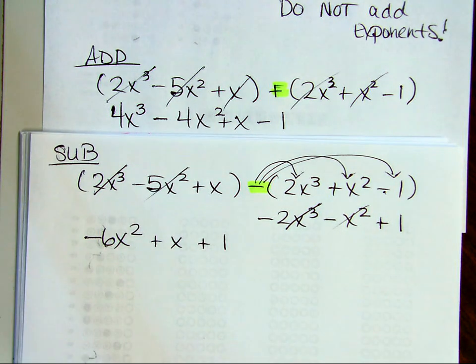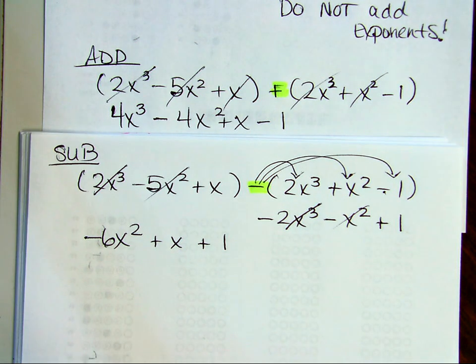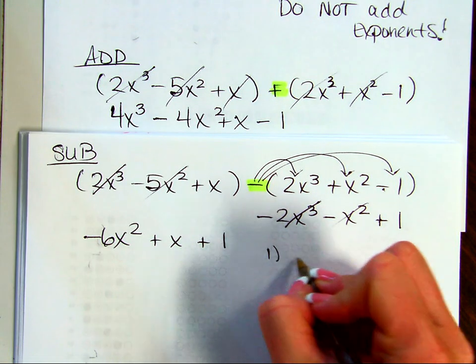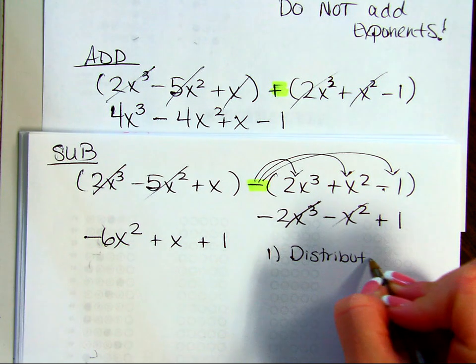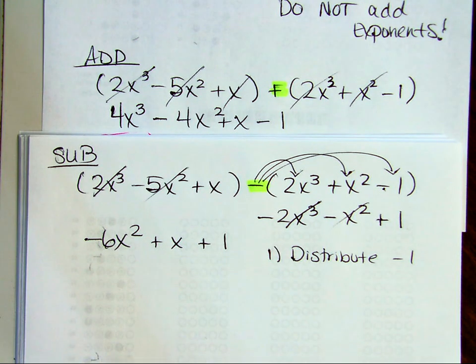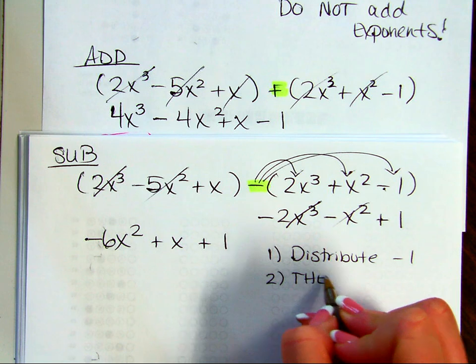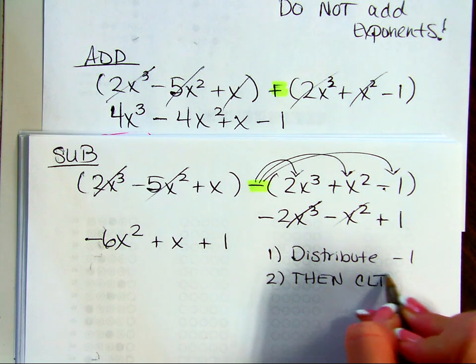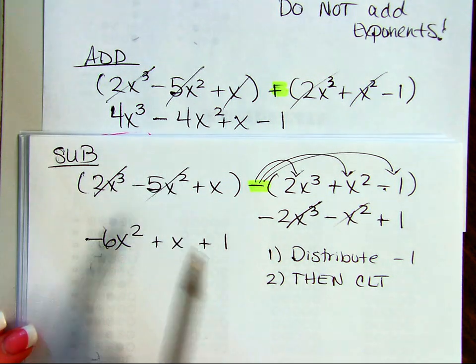So do you see the difference when you subtract? When you subtract, you must distribute to the second set of parentheses first, then combine. So distribute the negative 1 first, which then changes the sign of the whole second parentheses, then go ahead and do your combining. CLT, you know what that means, combine like terms. So I got two different answers, okay?